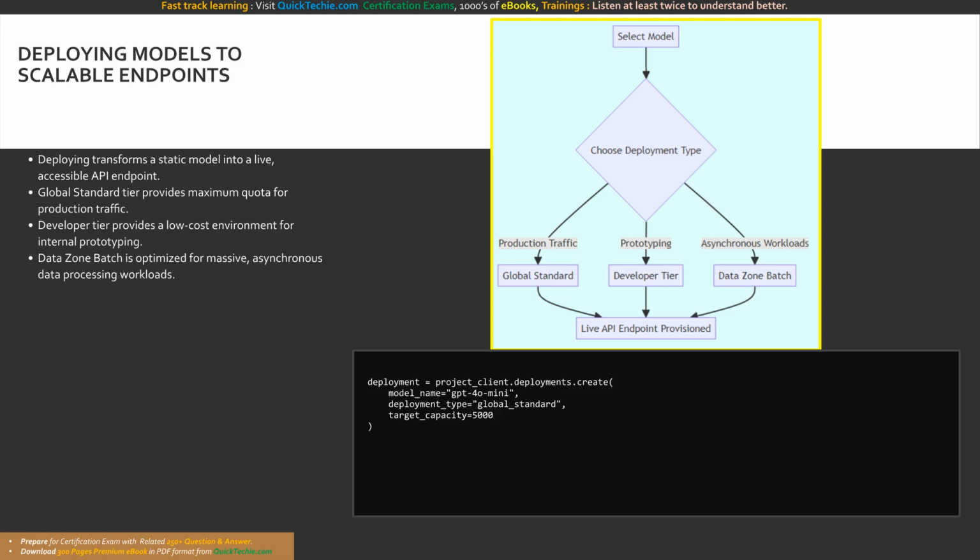This Python snippet demonstrates how to deploy a model programmatically using the SDK, specifically selecting the global standard tier to ensure maximum quota for high-volume production traffic. This decision tree illustrates the deployment options. Based on your specific workload, you route the deployment to global standard, developer, or batch tiers to provision a live API endpoint.